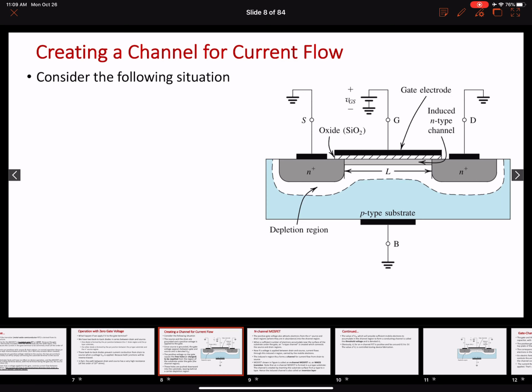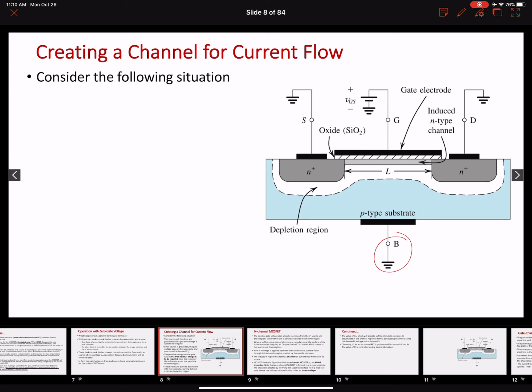The first thing, in order to operate the transistor, is to create a channel. We also connect the body terminal to the source, or over here we also ground it and connect it to the source, just to reverse bias, or cut off, the two PN junctions between the source and the substrate and the drain.